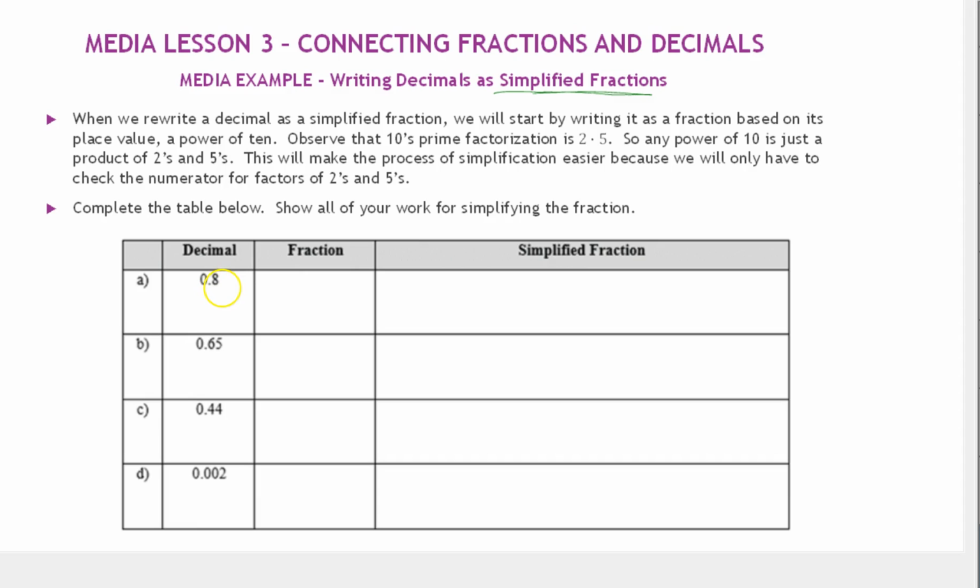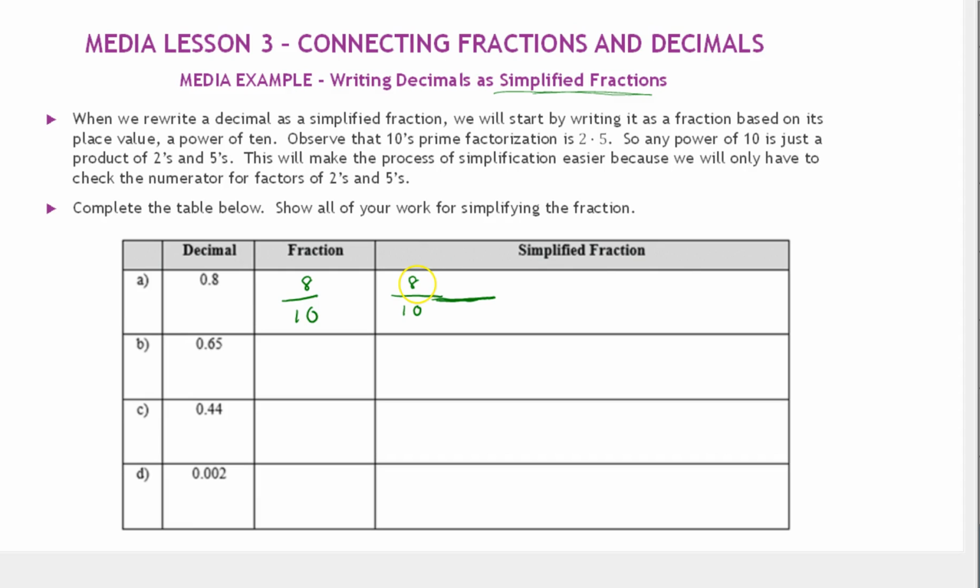So 0.8, we know this is 8 tenths. Okay, so 8 is in the tenths place. Now let's simplify this. So here's where the good news starts. I'm going to write this a little bit bigger. We know that 10 is just 2 times 5. So all we have to do is check to see if 8 has any factors of 2 or 5. And that's really easy to check. If the number's even, it has a factor of 2. If the number is divisible by 5, it ends in a 0 or a 5. So we just have to check those two things about the numerator.